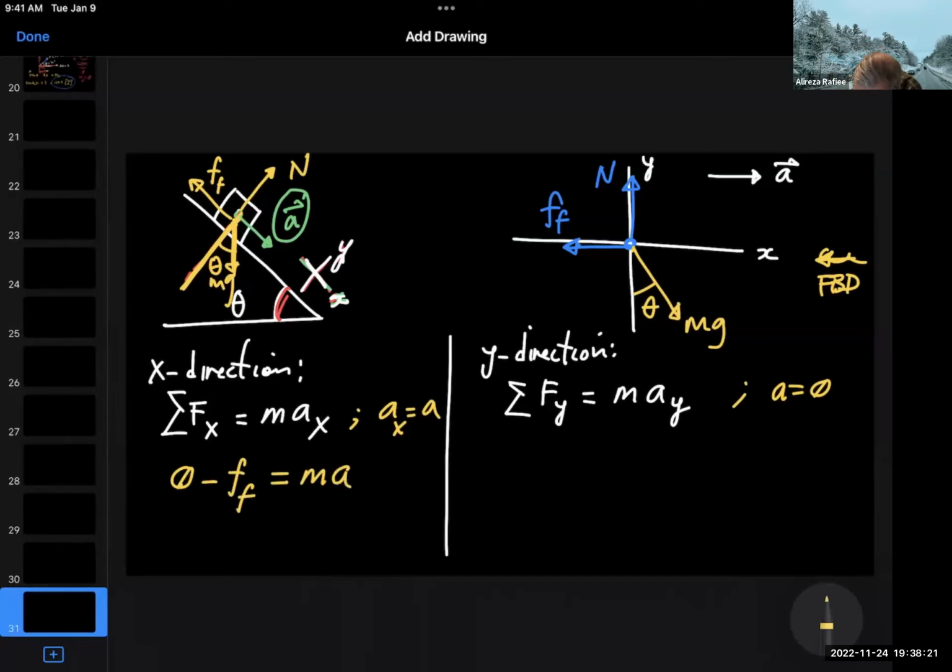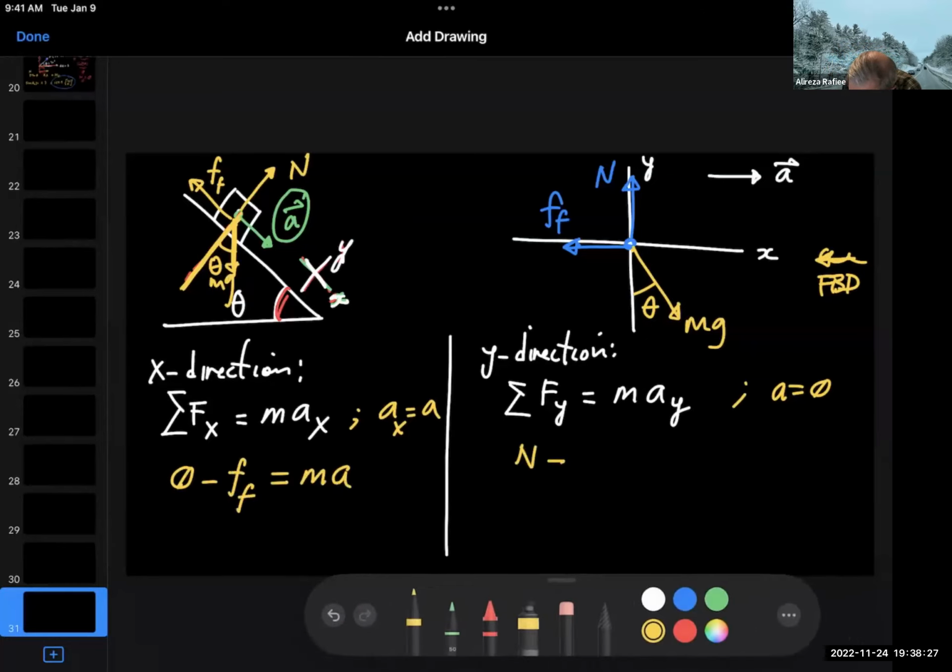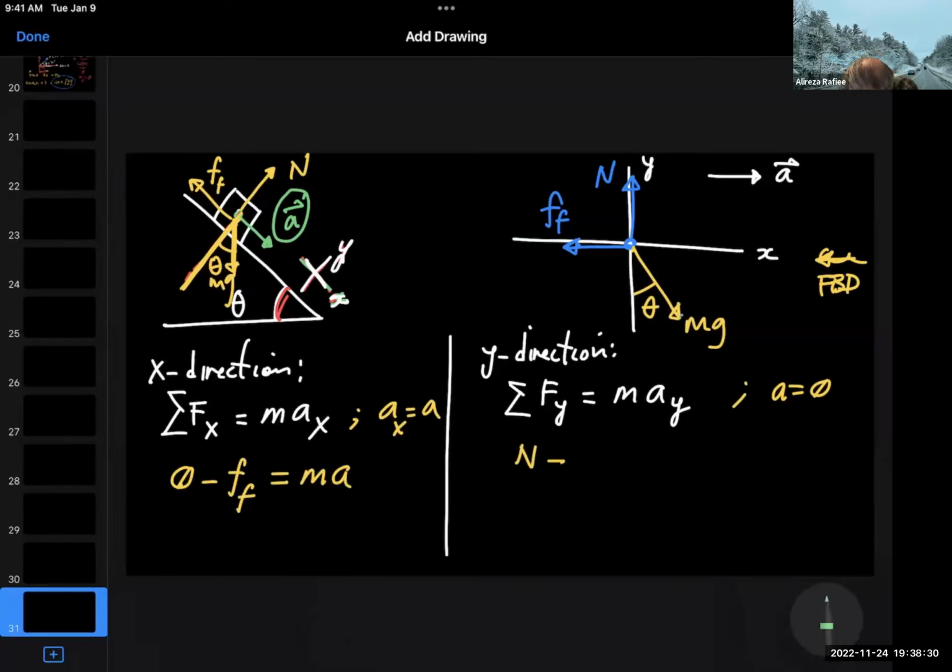On the y direction, I will have the normal force minus, I will have, oh, wait a second, I made a mistake, because I need to break this mg into two components. One component here, one component here. And so there is one component here, which is mg sine of theta, and there is one mg cosine of theta here. So I made a mistake here. There is a little tiny component to the right side. So that's mg sine of theta.